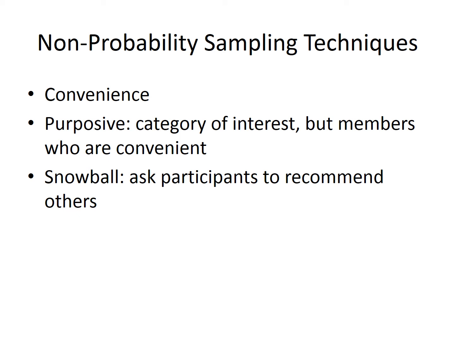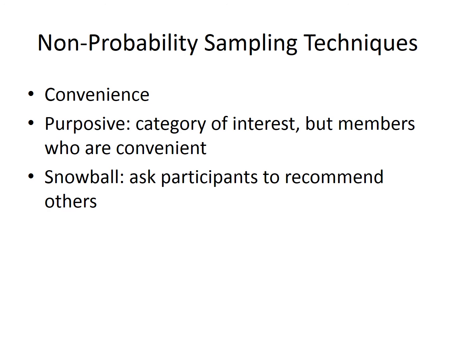When we use convenience techniques, we're approaching it just as it sounds. We are gathering data from people who are convenient to access. Our friends and family are often invited to participate in research using convenient samples. Purposive sampling involves gathering data from particular categories, like stratified sampling, but does so in a way that doesn't result in a random sample.